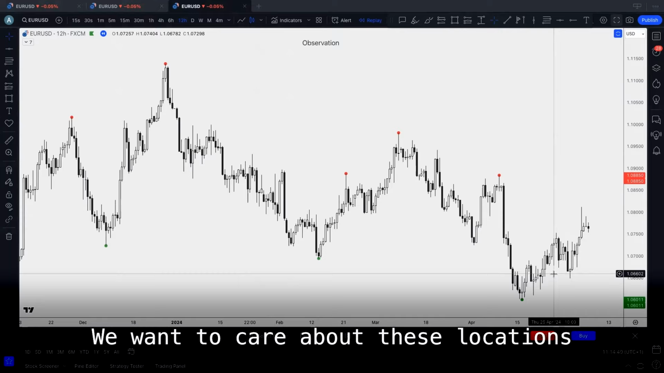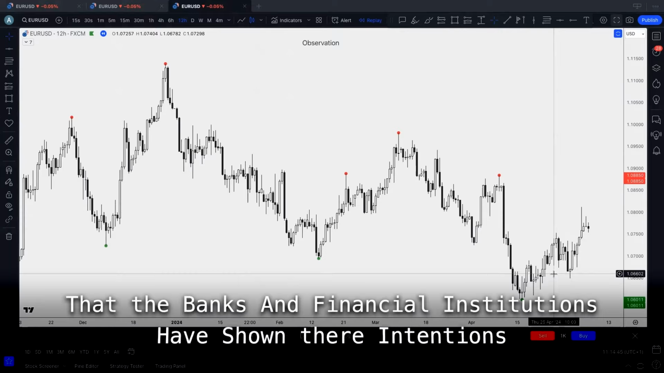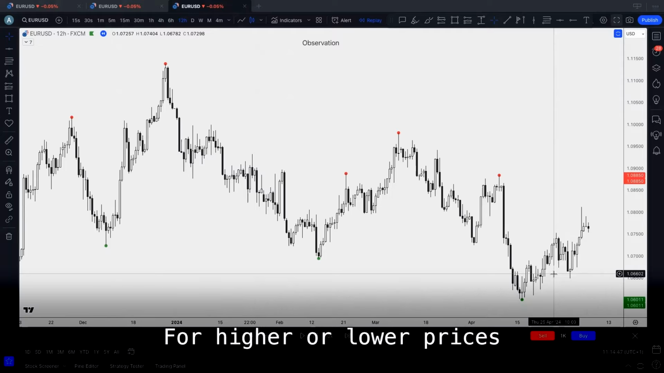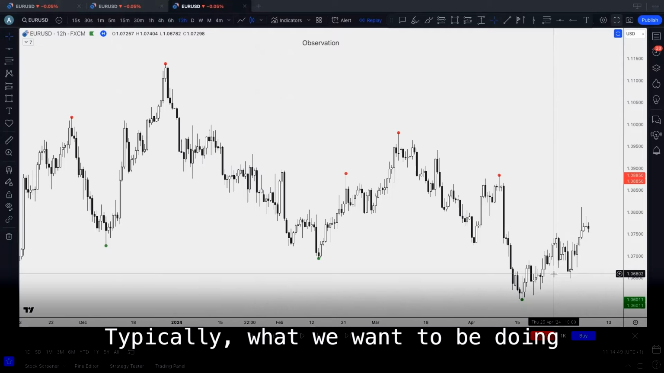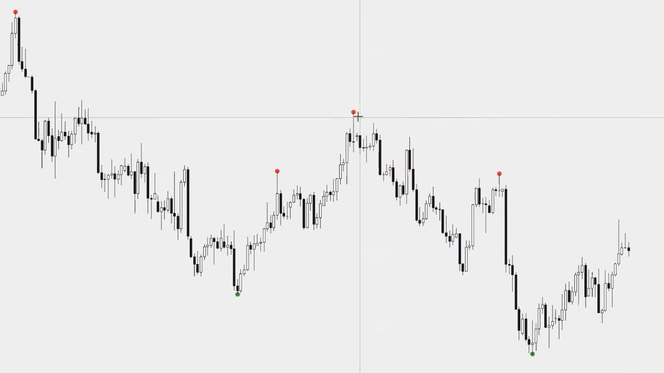We want to care about these locations because we know it's at these points that the BFIs have shown their intentions for higher or lower prices. Typically, what we want to be doing is trading in that fractal direction. So if we have a fractal high printed, we want to be trading to the downside. If we have a fractal low printed, we want to be trading to the upside.